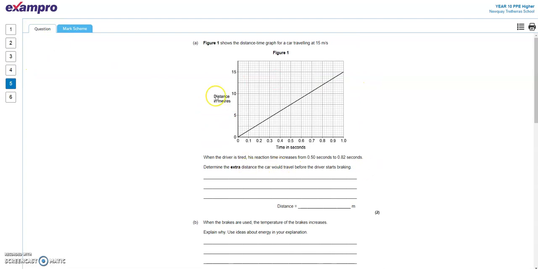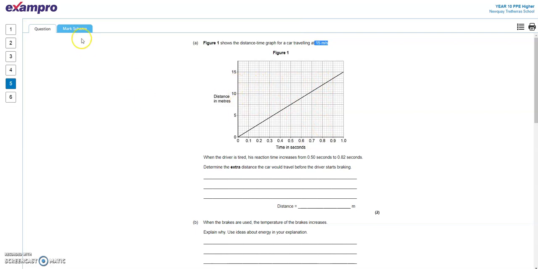This is a little bit of a tricksy graph here. So we've got distance in meters and time in seconds. And we've got the driver is tired. His reaction time increases from 0.5 to 0.82 seconds. What's the extra distance? It says determine, so you don't need to calculate. Now you can calculate based off of the speed, but it's easy to just read off the graph. So we go up at 0.5. We go up at 0.82.